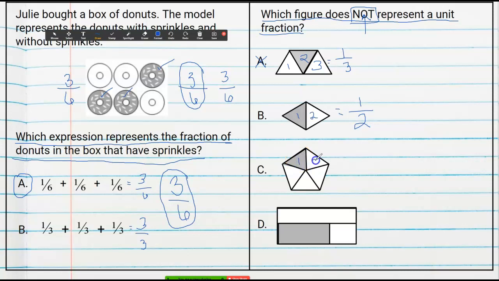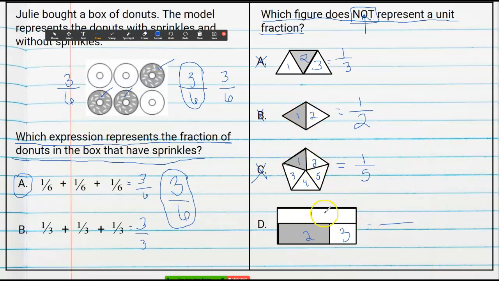Right here I have 1, 2, 3, 4, and 5. So I have 5 pieces, and one of those pieces is shaded, which also represents a unit fraction. Now look at C. I clearly have 3 pieces here, okay? But the most important thing in a fraction is that they are equal parts. Notice how all these triangles are equal. Okay, these 2 triangles are equal. All of these triangles are equal.